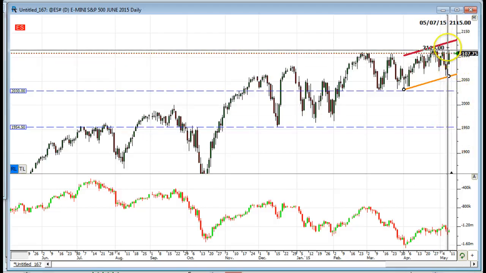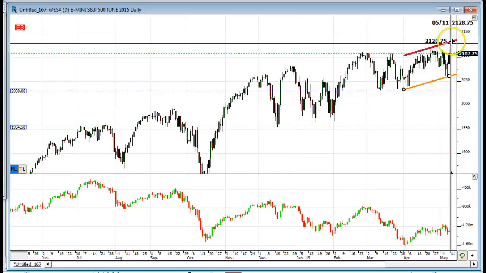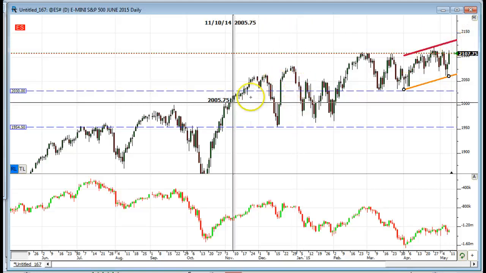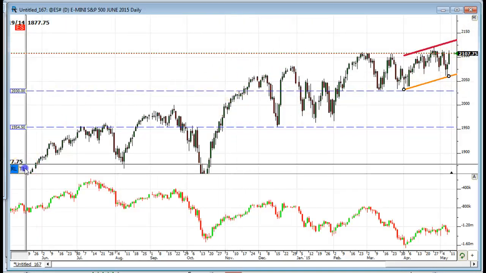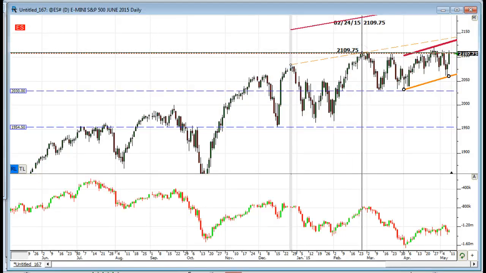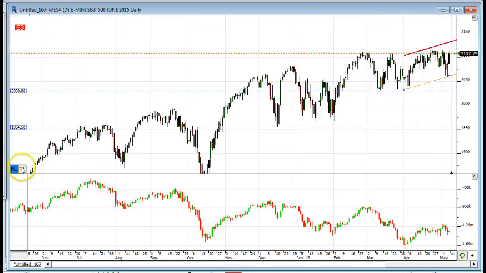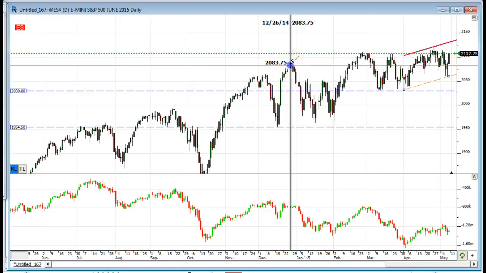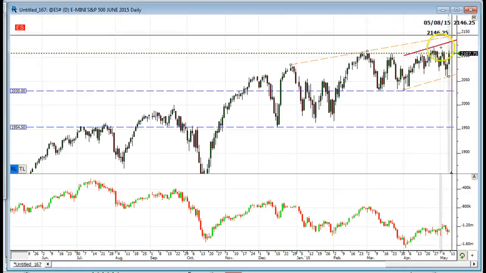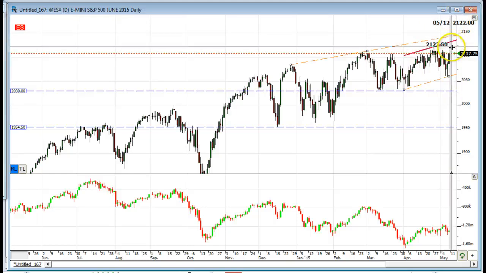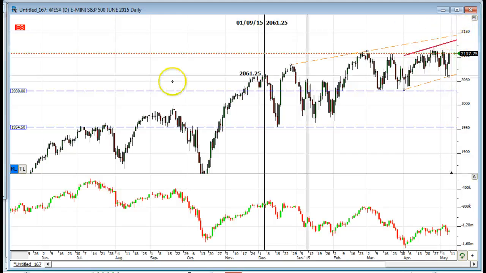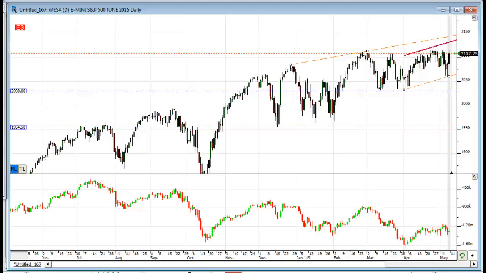But for right now, it's very possible that we are going to go for a touch of that resistance line up there between 2125 and 2130. I can also draw another resistance line, which would hook these two tops here, and that would give us an upside objective of roughly 2145 to 2150. So once we reach anywhere between 2130 and 2150, we should start to see significant resistance coming in.